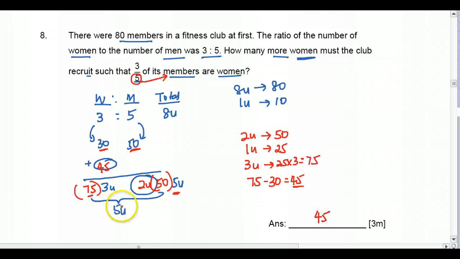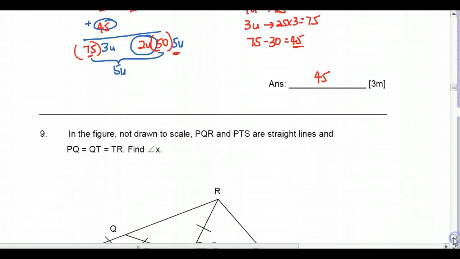How do I check whether my answer is correct? I can take 75 out of my total number of members. So 75 plus 50 is 125. So 75 divided by 125, I will get 3/5. Let's look at the next question.